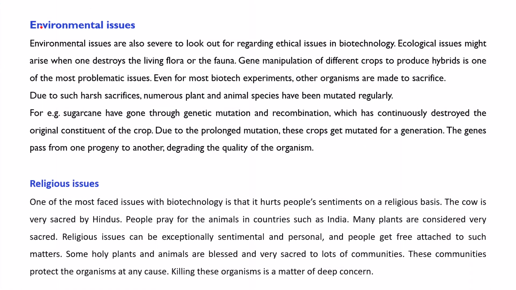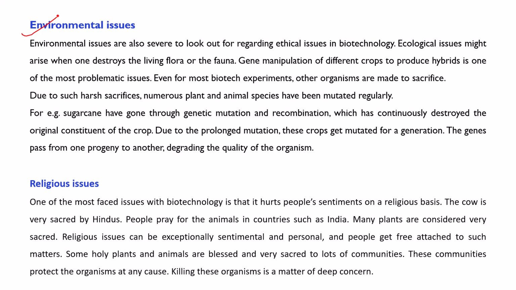Now, the environmental issues. These are also severe to look out for regarding ethical issues in biotechnology. Ecological issues might arise when one destroys living flora or fauna. This is what we are doing when we are doing gene manipulations.